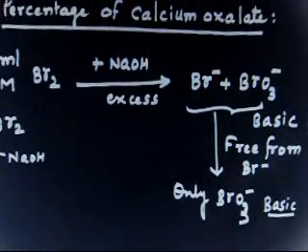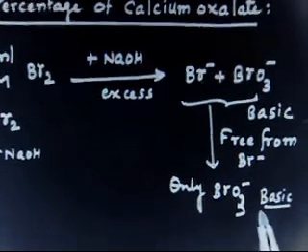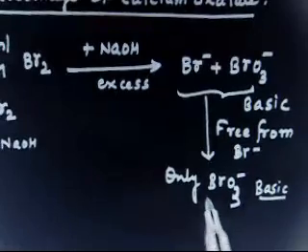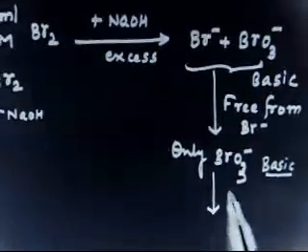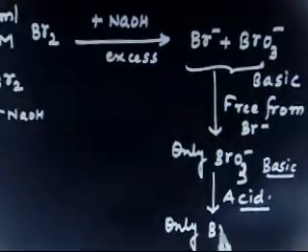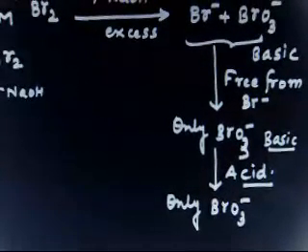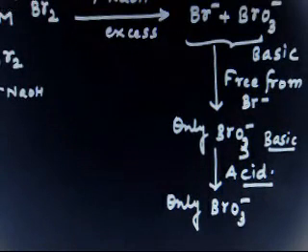Now the question says the resulting solution is made free from Br minus ion by extracting, and the excess of NaOH is neutralized by acidifying the solution. The solution is basic, so it is titrated with acid so that only BrO3 minus remains. The excess of base is neutralized by the acid. The solution requires 1.5 gram of CaC2O4 for complete redox change. Calculate the percentage purity of CaC2O4.